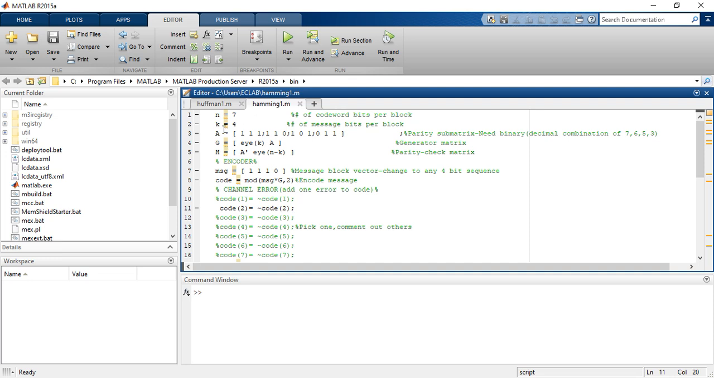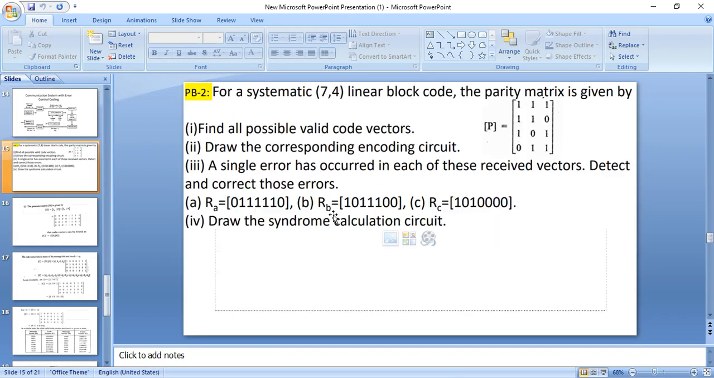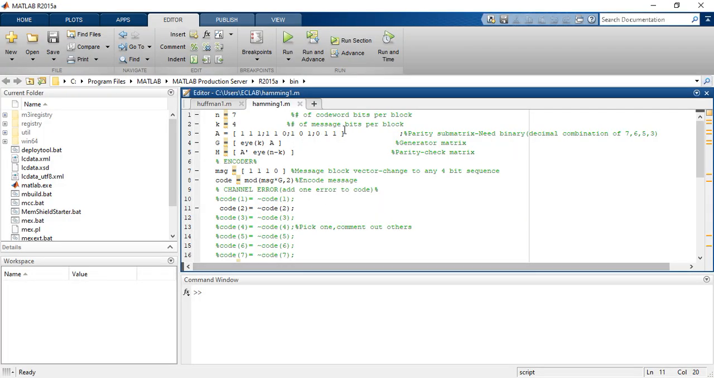for the same example. N is equal to 7, the code word bits per block, k is equal to 4 message bits. So A is the parity submatrix. The parity matrix should be taken initially to calculate the Hamming code. So 111, 110, 101, 011, it is the parity matrix. So the parity matrix is given like this: 111, 110, 101, 011. Okay, then G, which is the generator matrix.